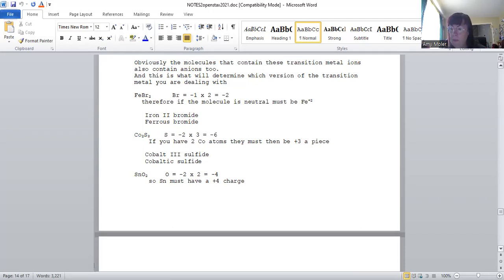Here's another tip. When you are looking at the Roman numeral system, most of the time the Roman numeral is not the number of metal atoms that you have present. When we look at iron 2, yeah, there's only 1 atom of iron. When we look at cobalt 3, no, there's actually 2. Much of the time, it does not match.